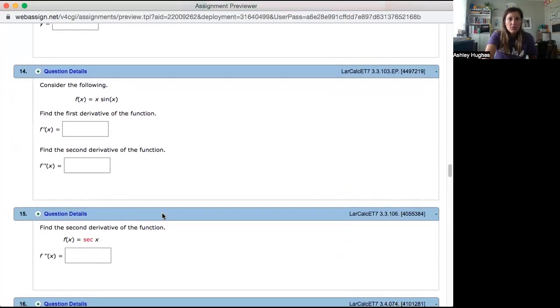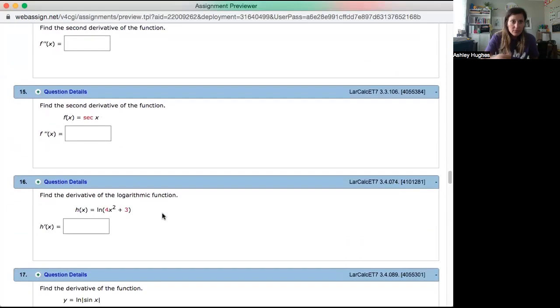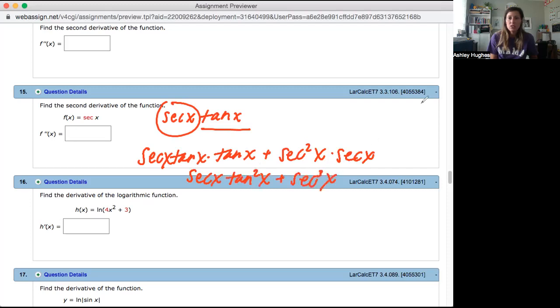Find the derivative, we've already talked about that. The second derivative, you just take the derivative again. Find the second derivative of secant. The first derivative is secant tangent. And if we find the derivative of the derivative, we're going to have to use the product rule. So the derivative of secant is secant tangent times tangent plus the derivative of tangent, which is secant squared times secant. So we get secant x tangent squared x plus secant cubed x.